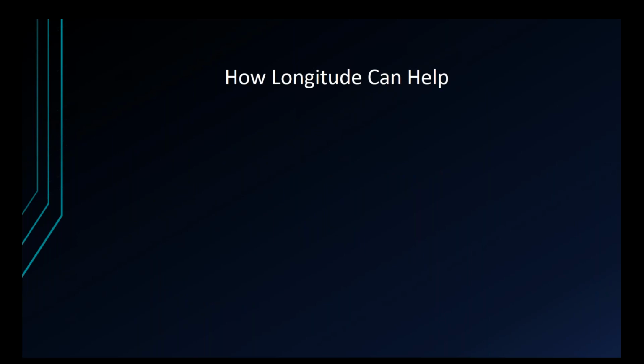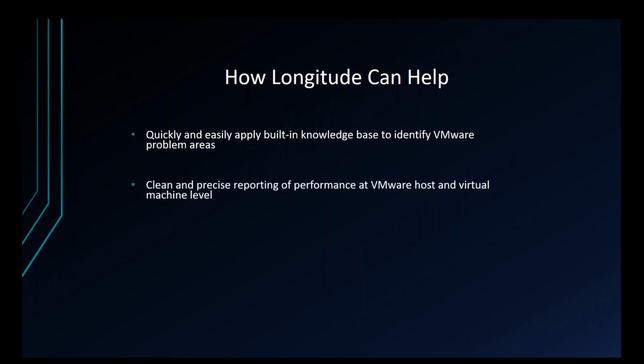Okay, so how can Longitude help? Longitude comes with a built-in knowledge base, and it deploys with a simple point and click. It understands what key metrics need to be watched. It'll automatically evaluate what's going on and alert you to the problems via dashboard. There's also email, there's paging, and all kinds of other capabilities as well. Now, Longitude also archives VMware metrics, and it generates clear and concise reports, and we're going to show you some of that today. Those same metrics are also available for use in Longitude's Capacity Planner.